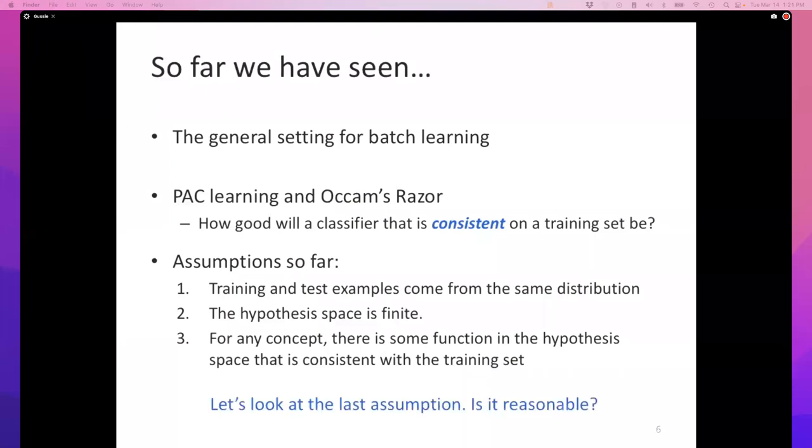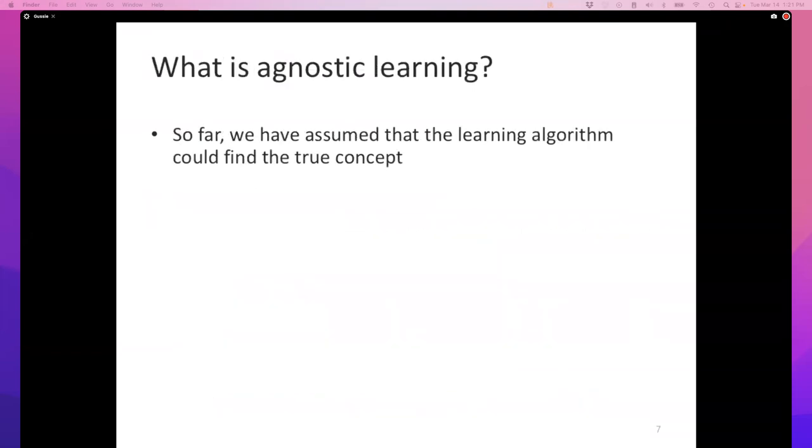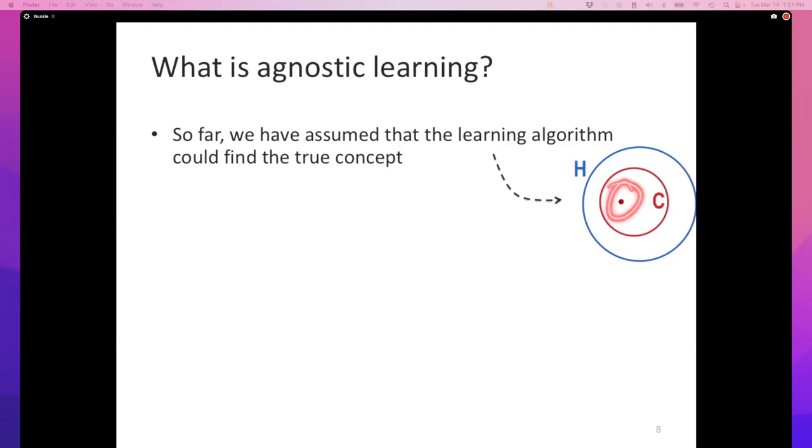So what we're going to do now is drop this last assumption, because maybe we can't find a classifier that's consistent with the training data by searching only the class of functions that we are searching. So this takes us into this regime called agnostic learning. This is an example of a picture where the concept class is the red circle, and the true function is this red dot inside it. And the hypothesis class is maybe a larger set that contains that function. If we search that larger set, and our search algorithm is good, we are guaranteed to find this thing.